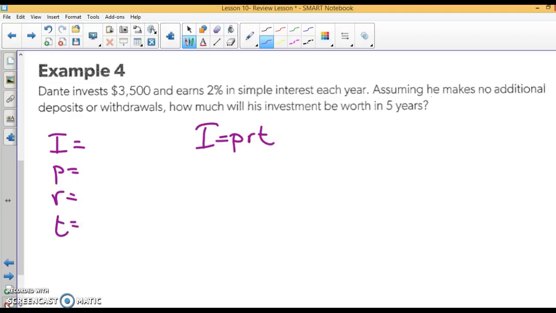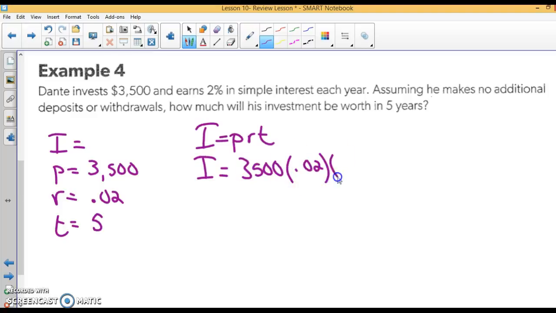Dante invests $3,500. That is the principal, the original amount. 2% simple interest. That's your rate. Remember, rate has to be written as a decimal, so 0.02. And remember, time is always in years, so it's 5. So I'm going to substitute 3,500 for P times 0.02 times 5. And when you multiply that, you get $350.